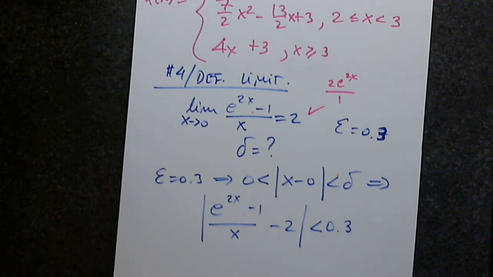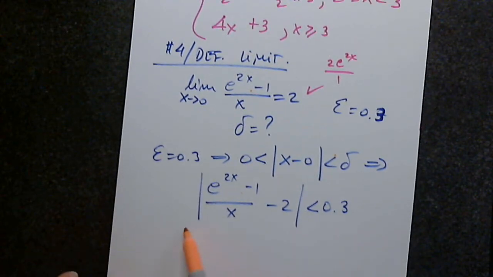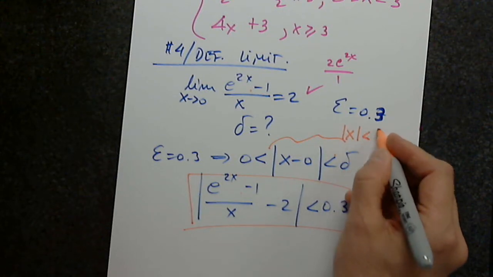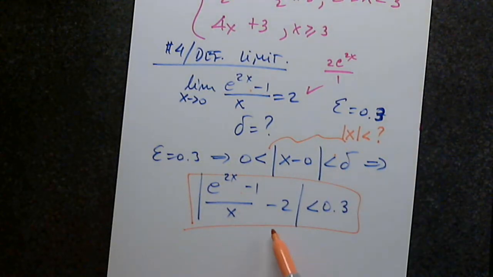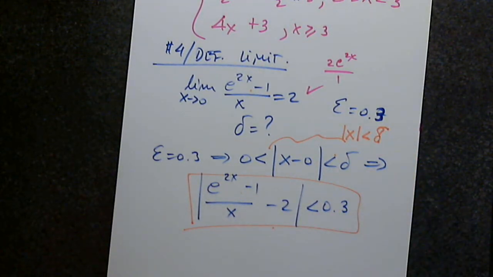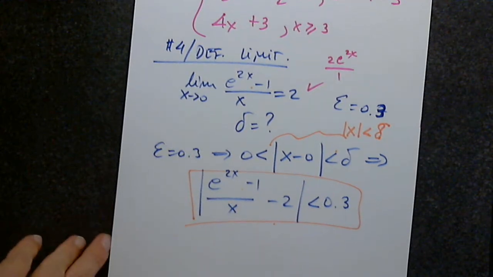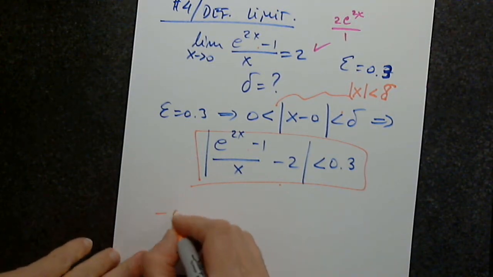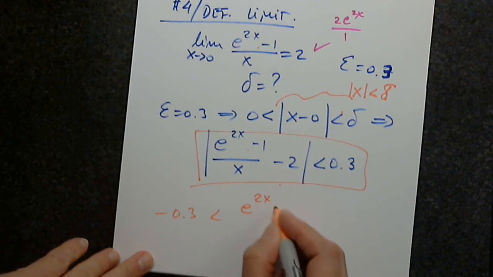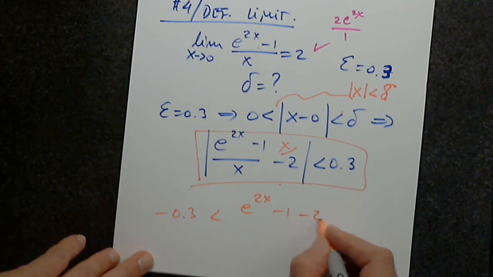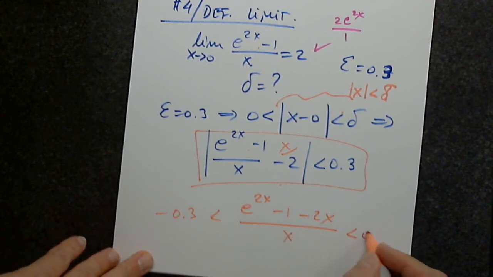Okay, so the whole problem reduces to solving this inequality and getting something like this. If I solve this inequality and I get something like this, this will be my delta. I don't know how to solve this with a particular technique. We will have to use a calculator. There is no way we can do this by hand. But I will write negative 0.3 less than e to 2x minus 1 minus 2x divided by x less than 0.3.